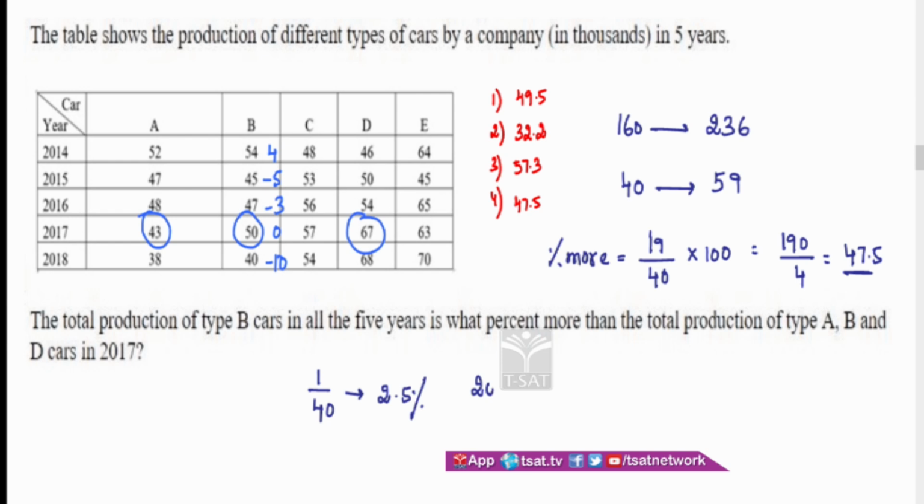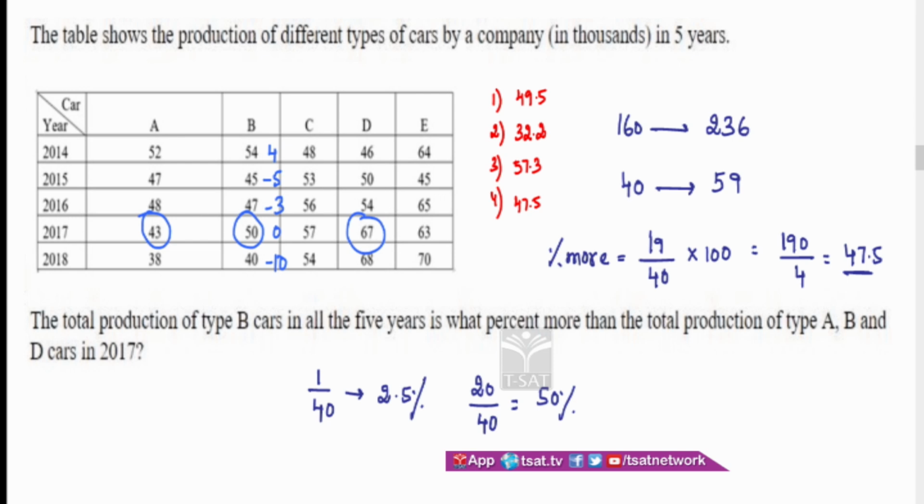If you look at 20 by 40, it is 1 by 2, which is 50%. So 19 by 40 is just 1 lesser than 20 by 40. If you subtract 2.5 from 50, by looking at it, you can say 47.5.